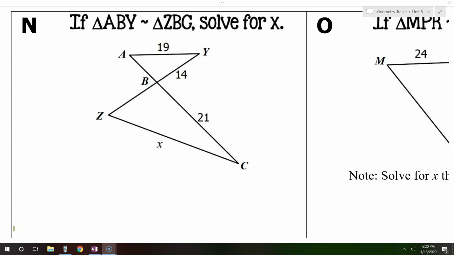In this video, I will show you how to solve for unknown values when you are looking at similar triangles. First, you've got to match up your corresponding sides. So I see the x right here. That is ZC. Here's Z and here's C. That's the beginning and the end. That's going to correspond with AY. Here's AY up there. So those are corresponding sides.